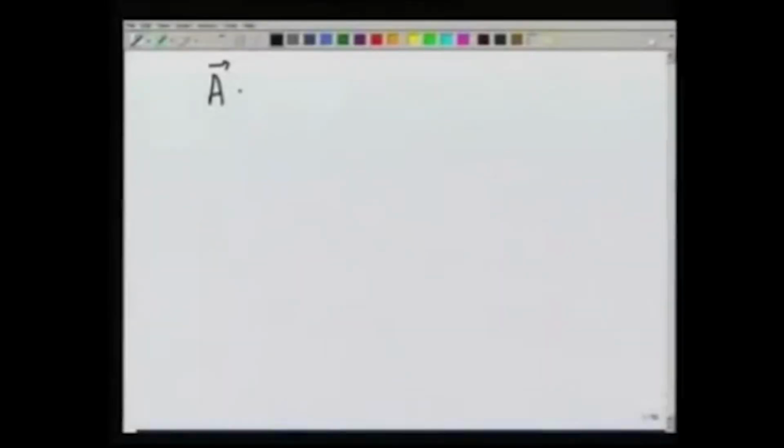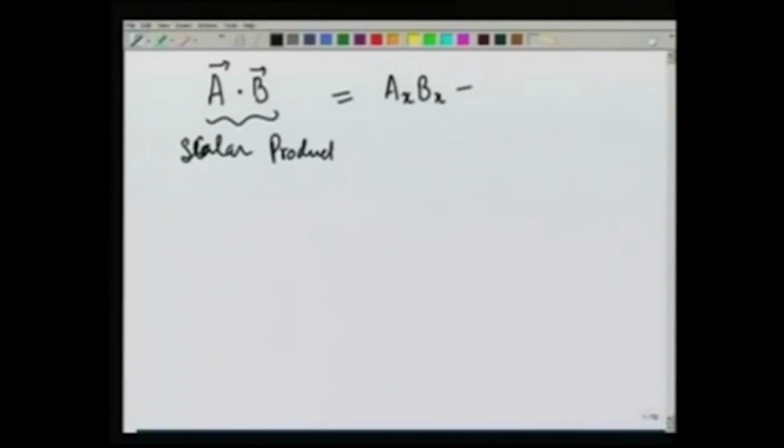In the previous lecture, we had been looking at vectors, in particular how to represent them algebraically, and then we looked at the product of vectors and defined a scalar product, which we wrote as a x b x plus a y b y plus a z b z, and a vector product which gives me a vector a cross b.